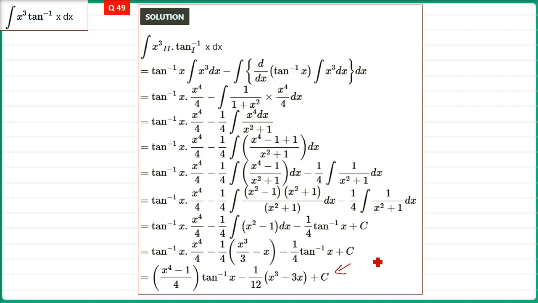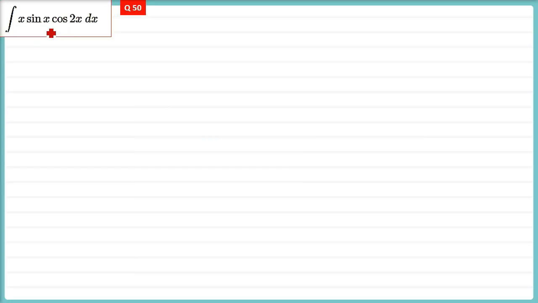And there is one more result which I showed you. This is the another result. x sin x cos 2x dx. Now you need to know one formula which I'm just going to write, and that will be very beneficial in order to make this question very simple.